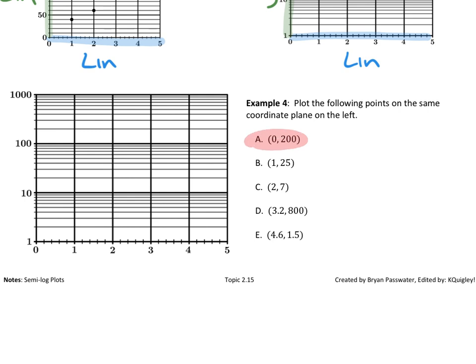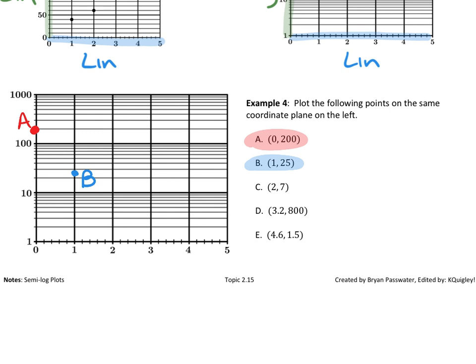On your graph, we would go to an x value of 0 and a y value of 200. So I'd go 1 step above 100 because it's 100 more than that. So this is coordinate A. To graph 1, 25, we'd go to an x value of 1 and a logarithmically scaled y value of 25. So if this is 10, that means this is 20 and this is 30. So in between them is going to be 25. This is B.